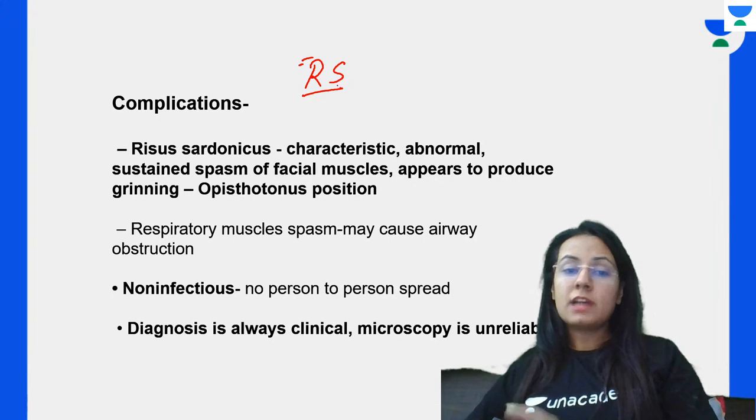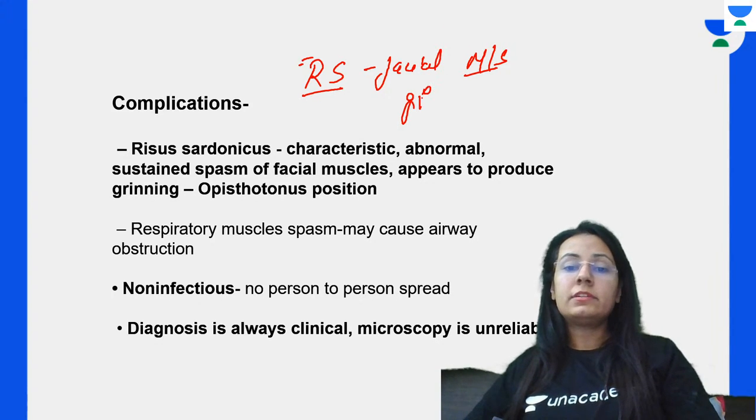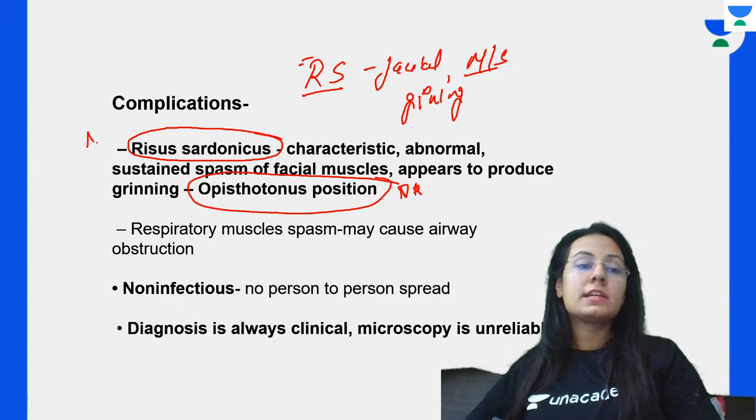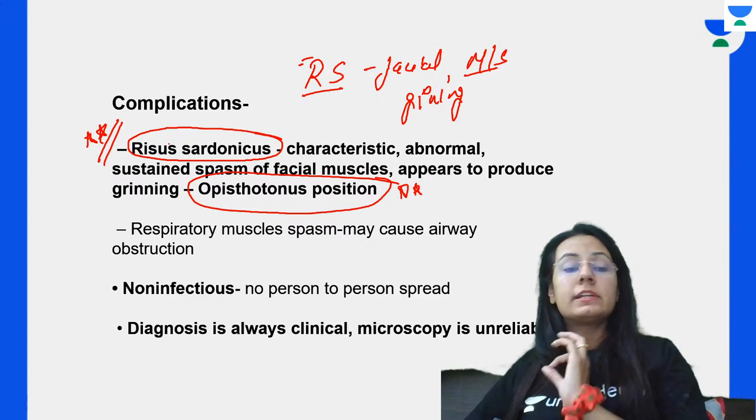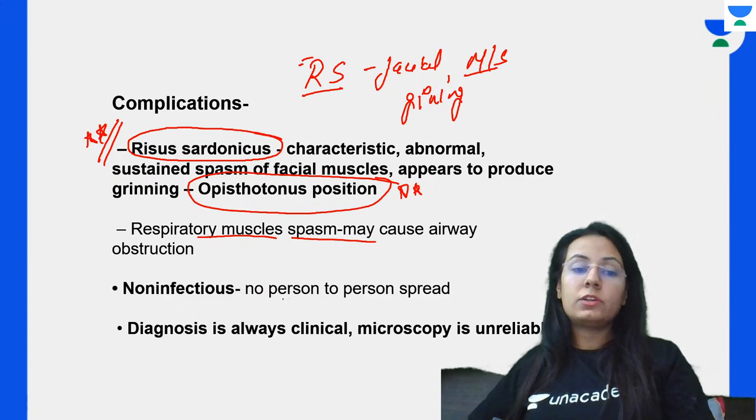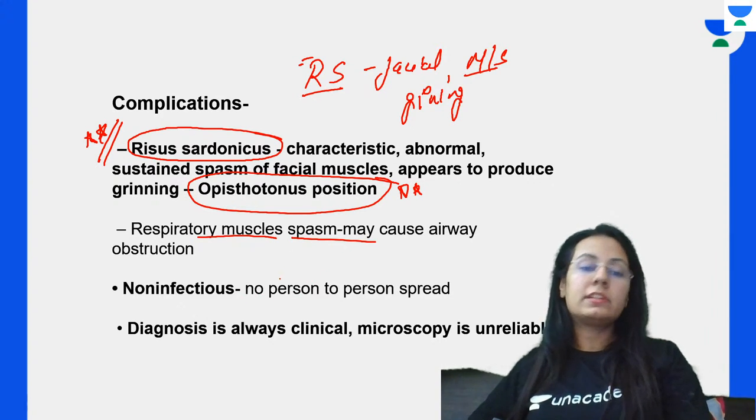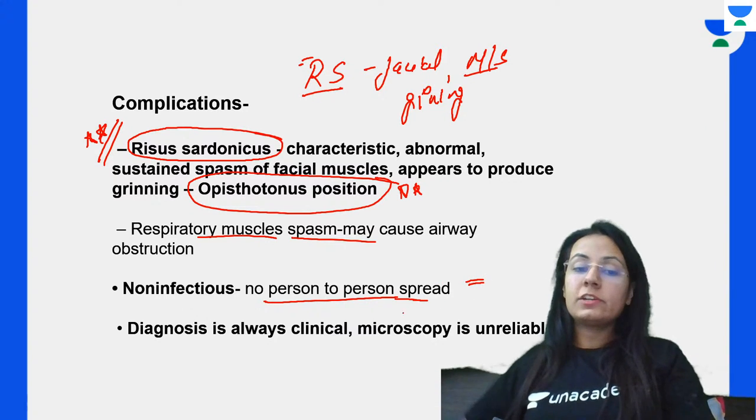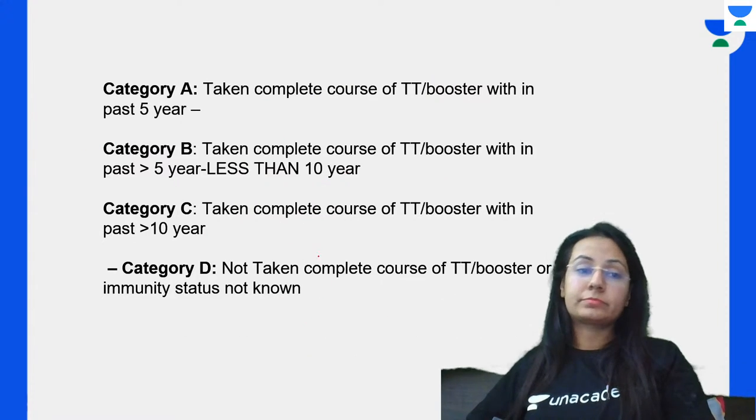Complication is what? Risus sardonicus, with characteristic spasm of the facial muscles, producing grinding, and opisthotonus position, and the risus sardonicus smiling face, that is characteristic of tetanus. Respiratory muscle spasm. And tetanus is non-infectious, that is, no person to person spread occurs, and diagnosis is always clinical.